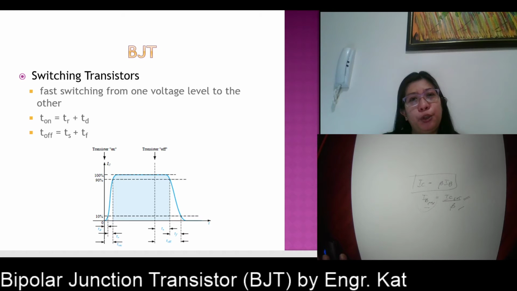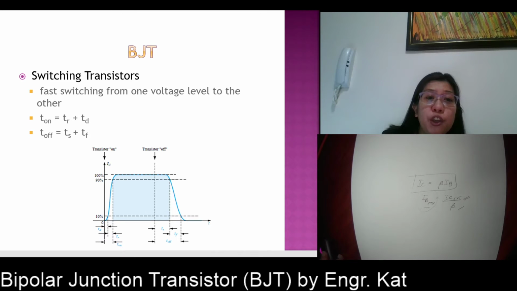Now, the moment you turn off your transistor or you remove the source of your transistor, the ideal response must be that your transistor is turned off. However, it is not turned off right away because we still have your storage time and your fall time. The storage time is for your transistor to fall from 100% to 90%, while your fall time is from 90% to 10%. Okay, so the sum of your storage time and your fall time is your T off time.